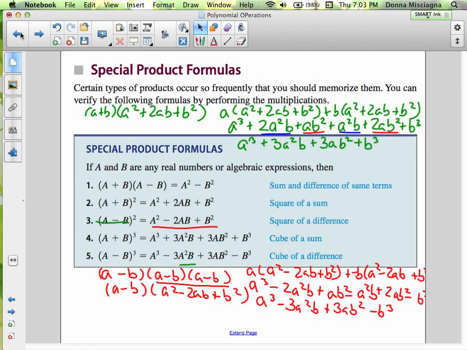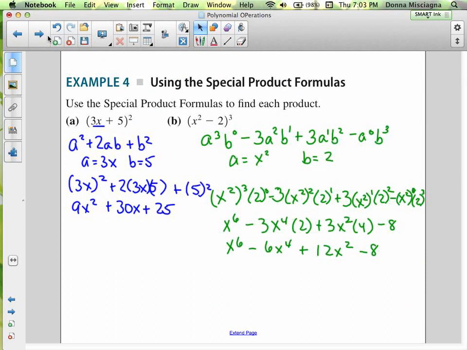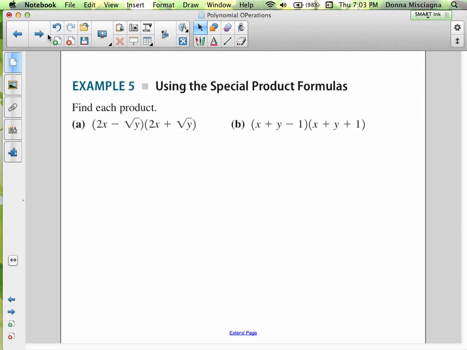So we have a plus b times a minus b. Remember, the middle terms will drop out. It's just going to be a squared minus b squared. So that's going to be super easy. Our pattern here is a squared minus b squared, because even if you think of FOIL, you're going to have 2x times a negative square root of y and 2x times a positive square root of y.